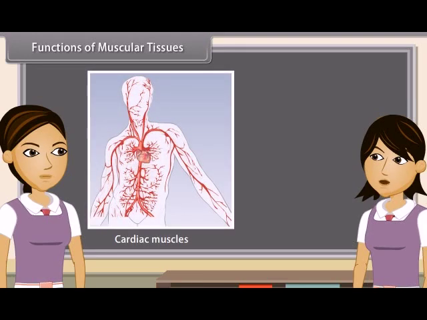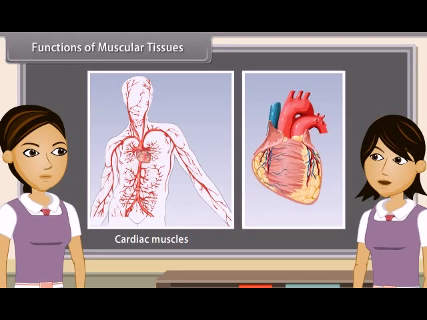Cardiac muscles contract and relax rapidly, rhythmically, and tirelessly throughout life. This contraction and relaxation helps heart muscles to pump and distribute blood to various parts of the body.